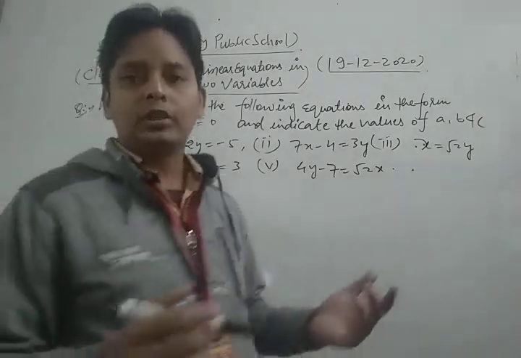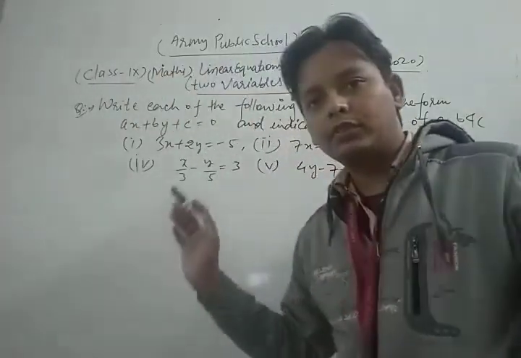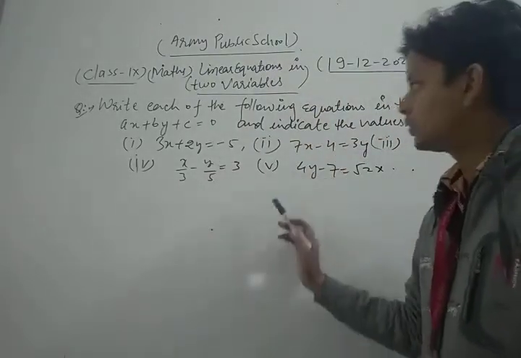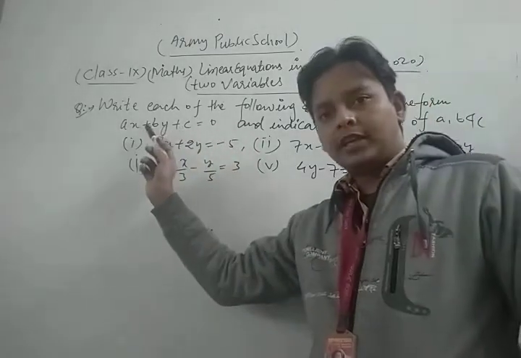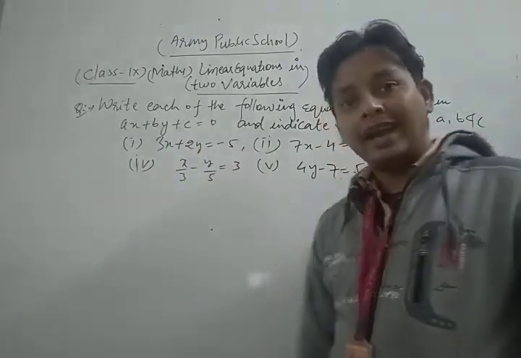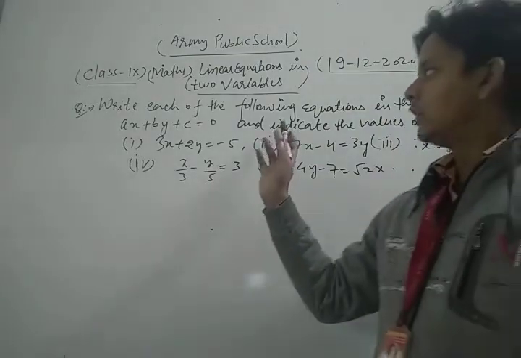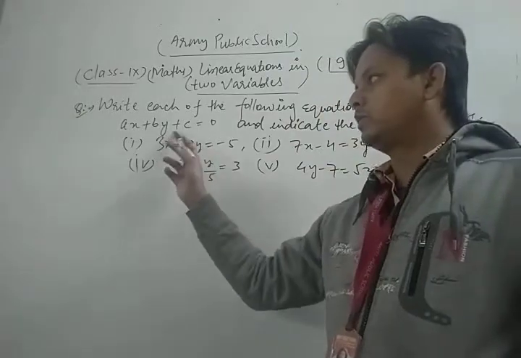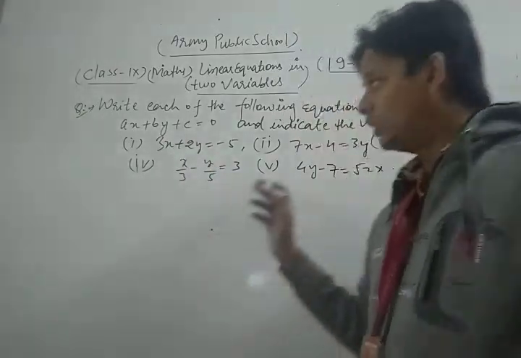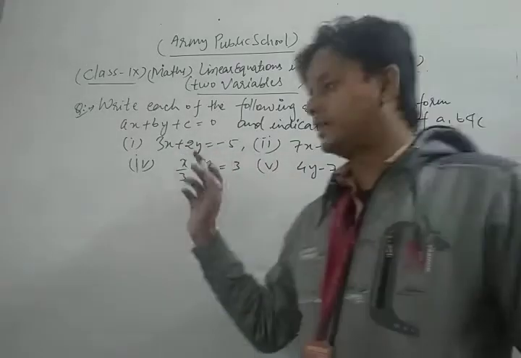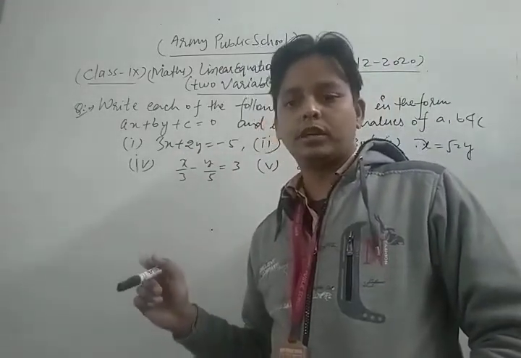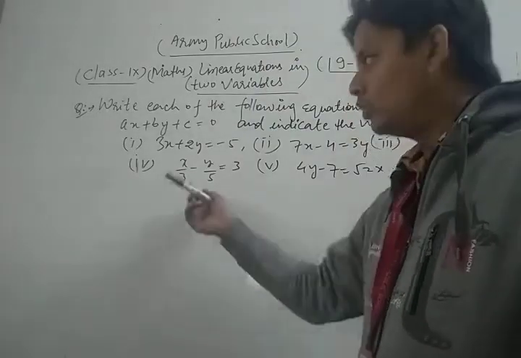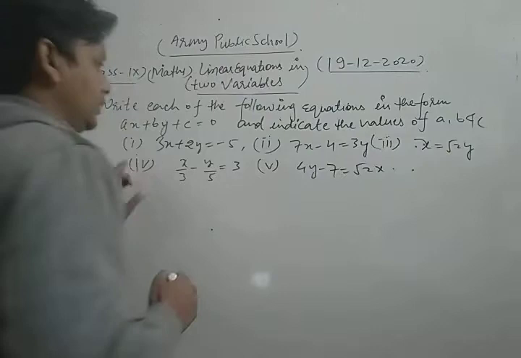And what do we do in that question? Dear students, in that question we write each of the following linear equations in the form ax plus by plus c is equal to 0, and after representing the given linear equation in two variables in the form ax plus by plus c, we indicate the values of a, b and c in each of the linear equations. Now we take and solve these questions one by one. First of all we take the first part of this question and solve it.